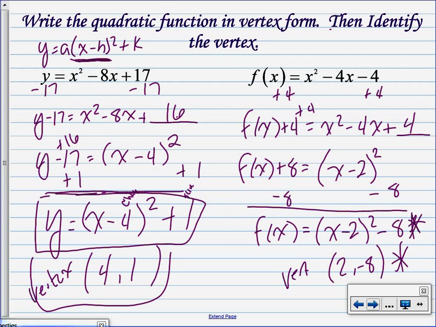Vertex, it's just a star. It has nothing to do with the problem. It's just a star. Okay. Any other questions? You guys are fabulous. Just want to say that.